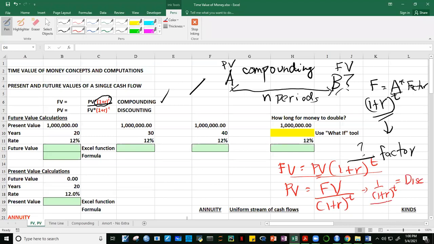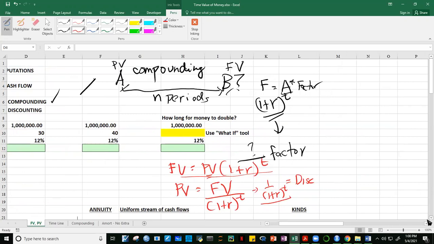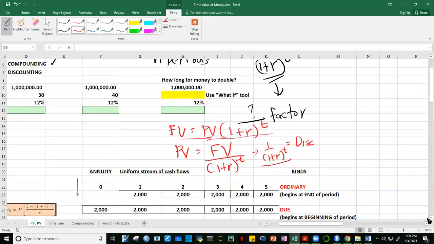But we know from algebra, guys, that this expression 1 over 1 plus r raised to the t can also be written as, anyone, guys? What's another way to write this? You learned in your algebra before that 1 over 1 plus r raised to the t is just the same as 1 plus r.